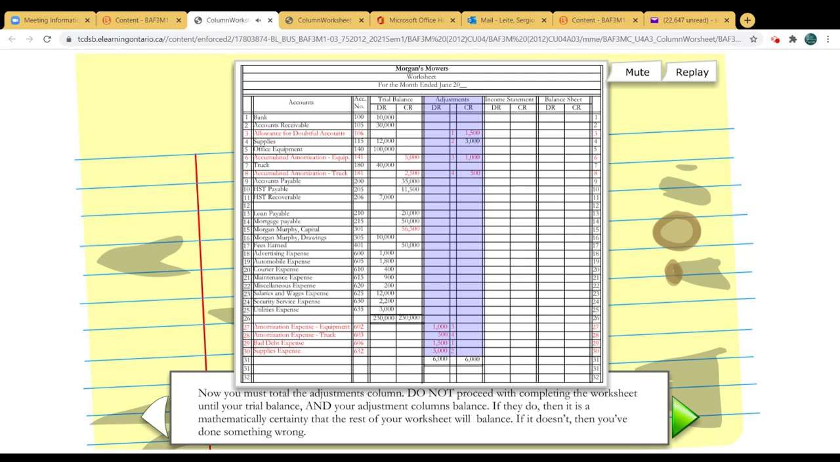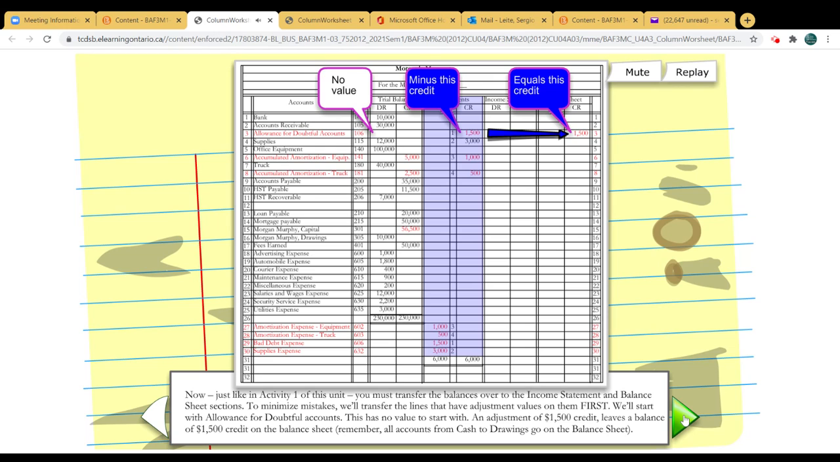Do not proceed with completing the worksheet until your trial balance and your adjustment column balances. If they do, then it is a mathematical certainty that the rest of the worksheet will balance. If it doesn't, then you've done something wrong.